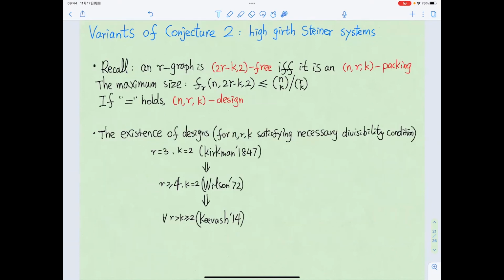There are also some variations of conjecture 2 which may be interesting. This is a generalization to the so-called Steiner systems. Recall that an r-graph is (2r minus k, 2, 3)-free if and only if it is an (n, r, k) packing, and the maximum size of such packings is n choose k over r choose k.